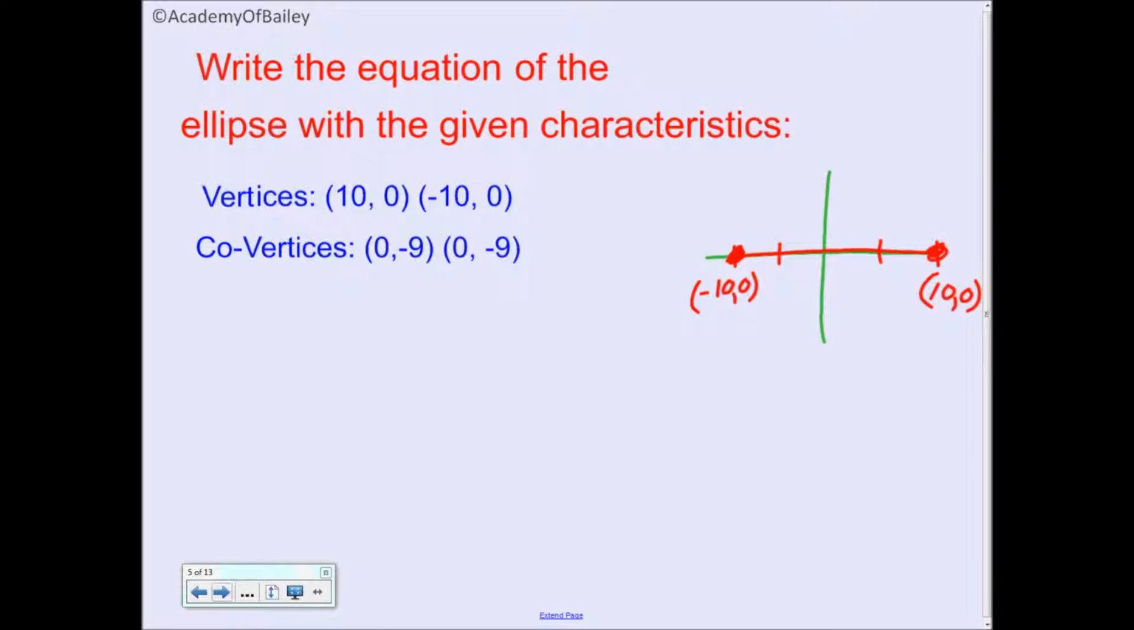So if that's the case, then we're going to go x minus h squared over top of a squared. Remember, if it's horizontal, a squared goes underneath the x minus h part. And then, what do we have? y minus k squared over top of b squared, and that must equal 1.